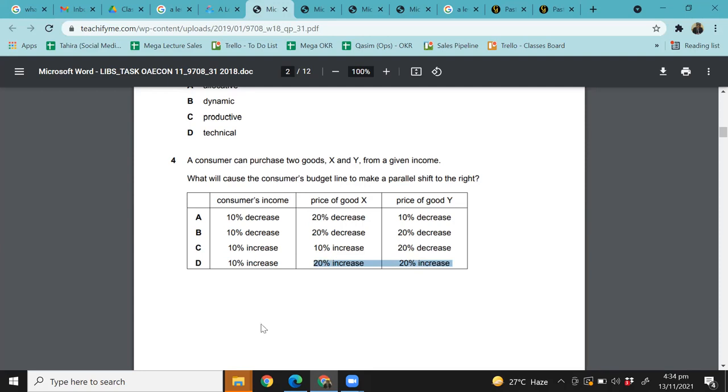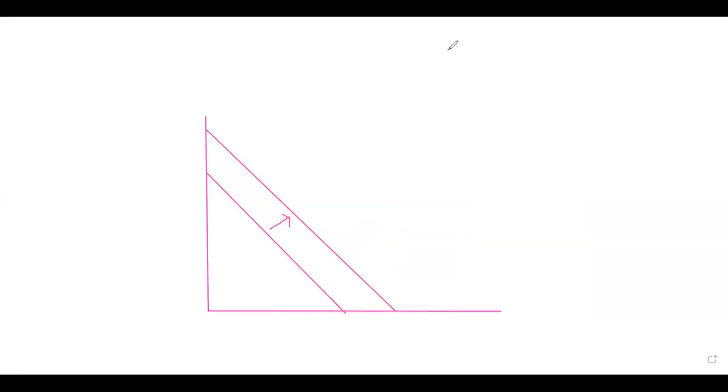Are you getting me? Right, what shift happens when prices decrease? Exactly. So think about this, Isha. 10% increase in income, so it will be an outward shift, but when the prices of the products are increasing by more than that, there would be an overall leftward shift in budget line. Yes or no? So D could not be the answer.